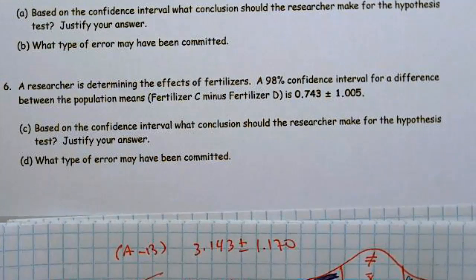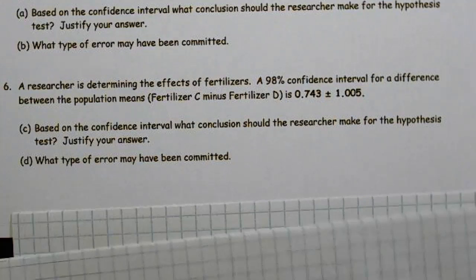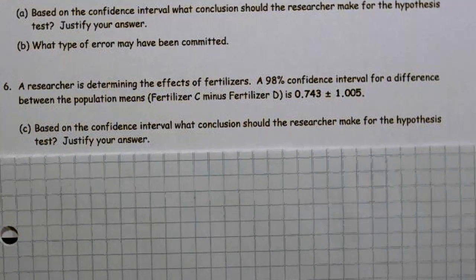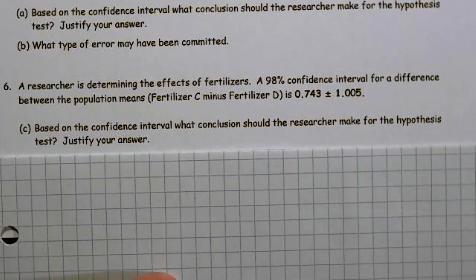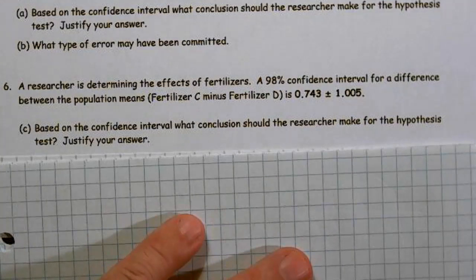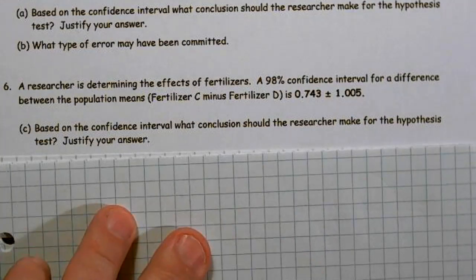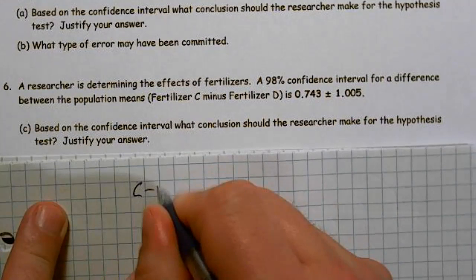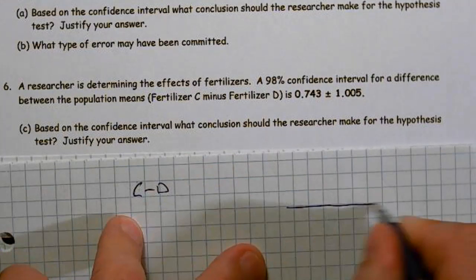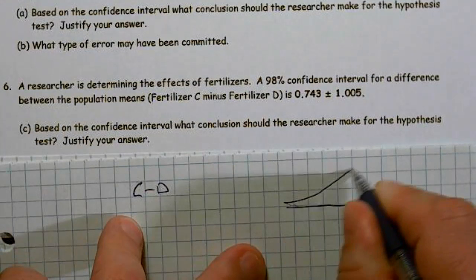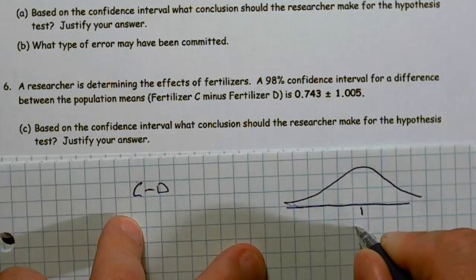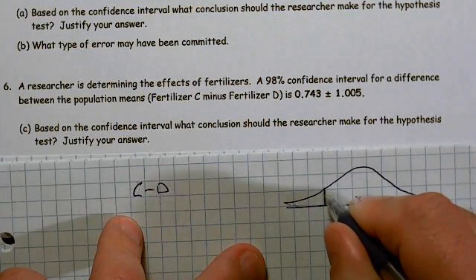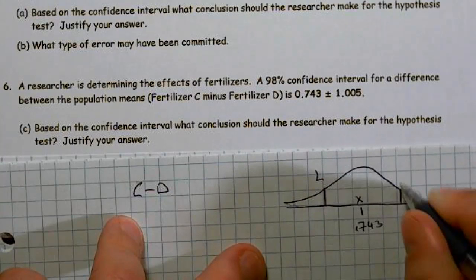Question number 6, similar type problem. A researcher is determining the effects of fertilizers and the 98% confidence interval for the difference is 0.743 plus or minus 1.005. So what we have here is C minus D. And I'll go ahead and draw what this is going to look like. And what we see is we're centered at 0.743. This is my X bar.